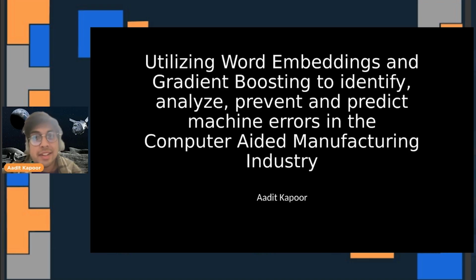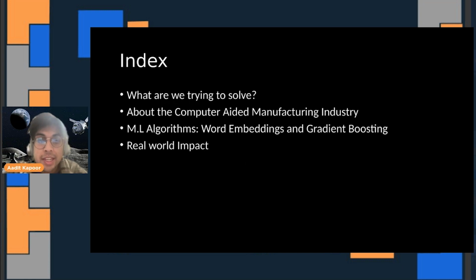Welcome, everyone, to this lightning talk where we talk about how to utilize word embeddings and gradient boosting to identify, analyze, and predict errors in the machine-aided manufacturing industry. First, I will go through some points regarding what we are trying to solve, what the industry is about, what algorithms we used, and what the real world impact was.